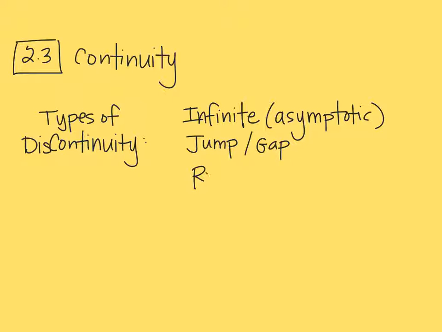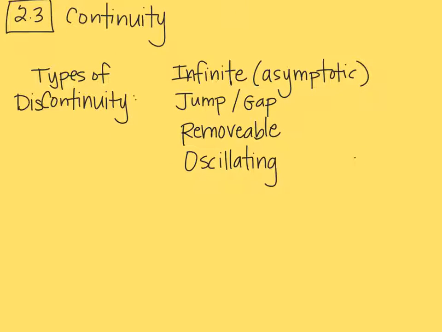Removable. Okay. Removable is just a pinprick. It's just that one little pixel removed due to division. Okay, and then there's the one that's not super common. Oscillating. Okay, so those are some of the types of discontinuity. If you want to write that example, it's sine of 1 over x.